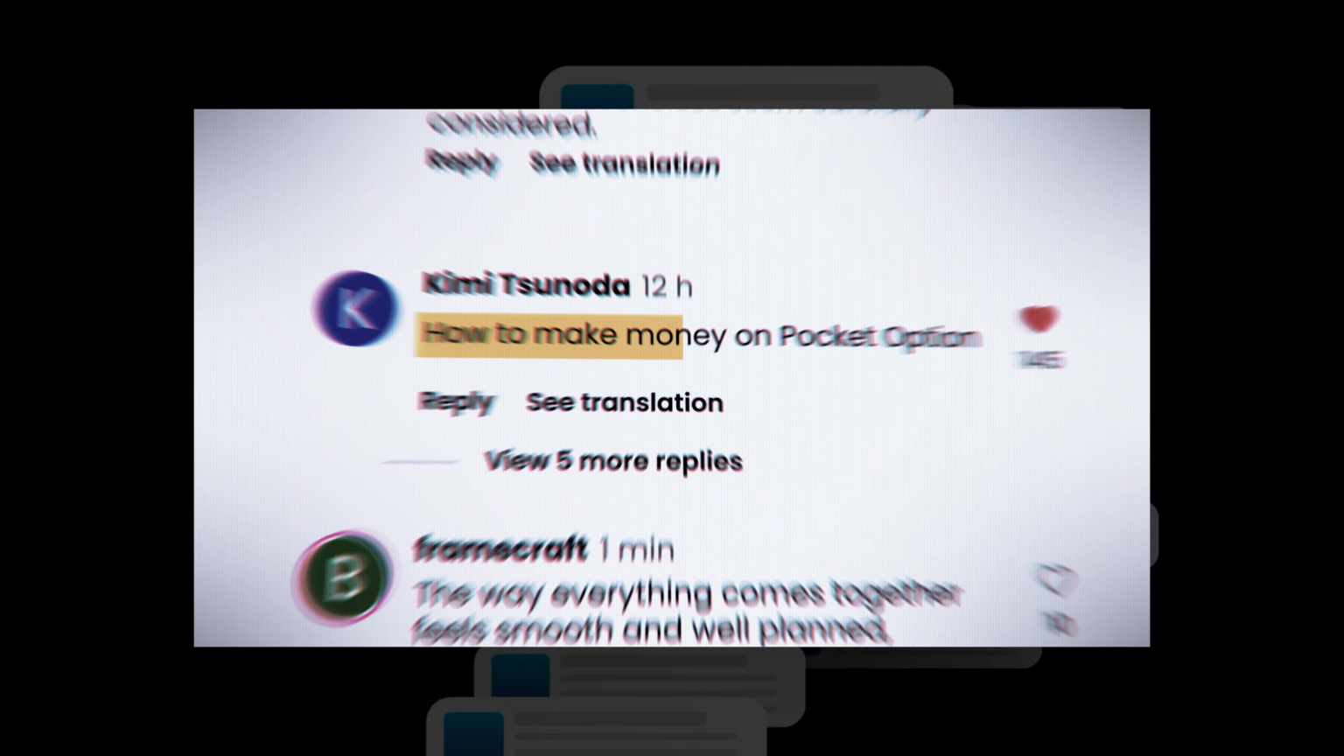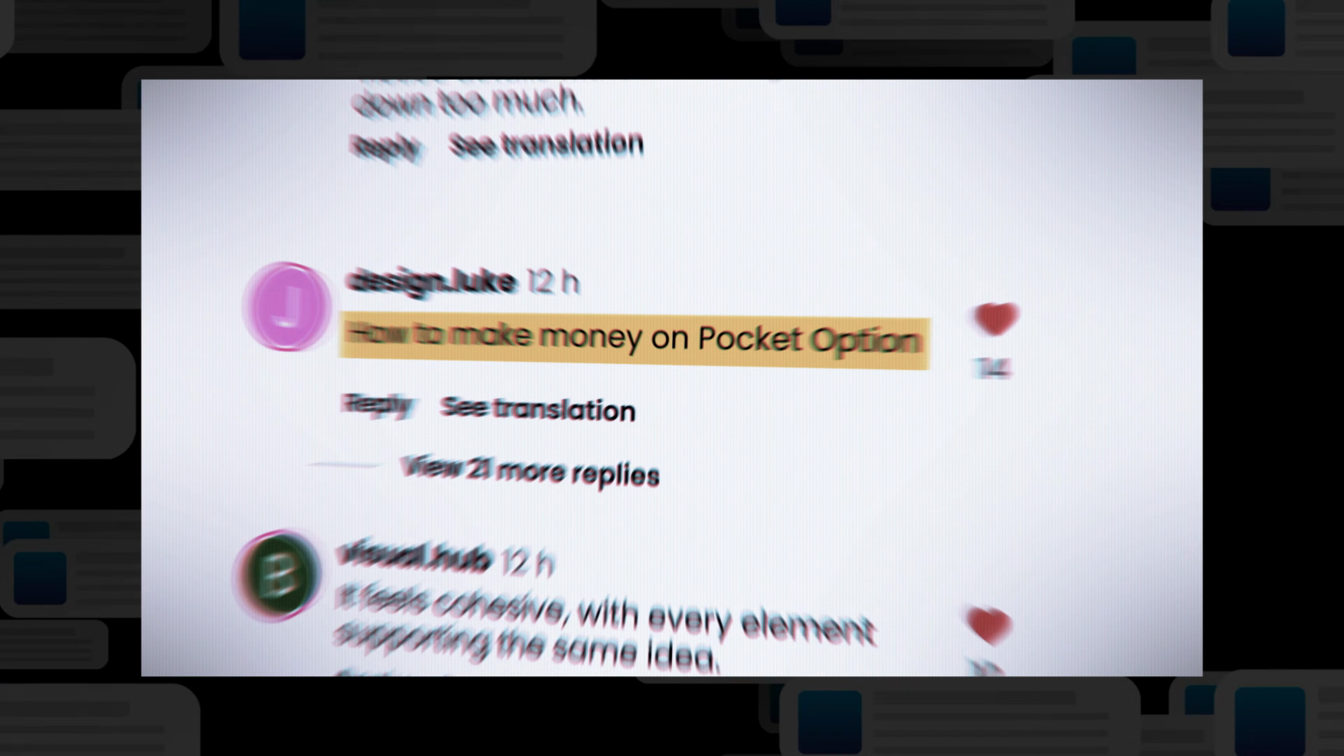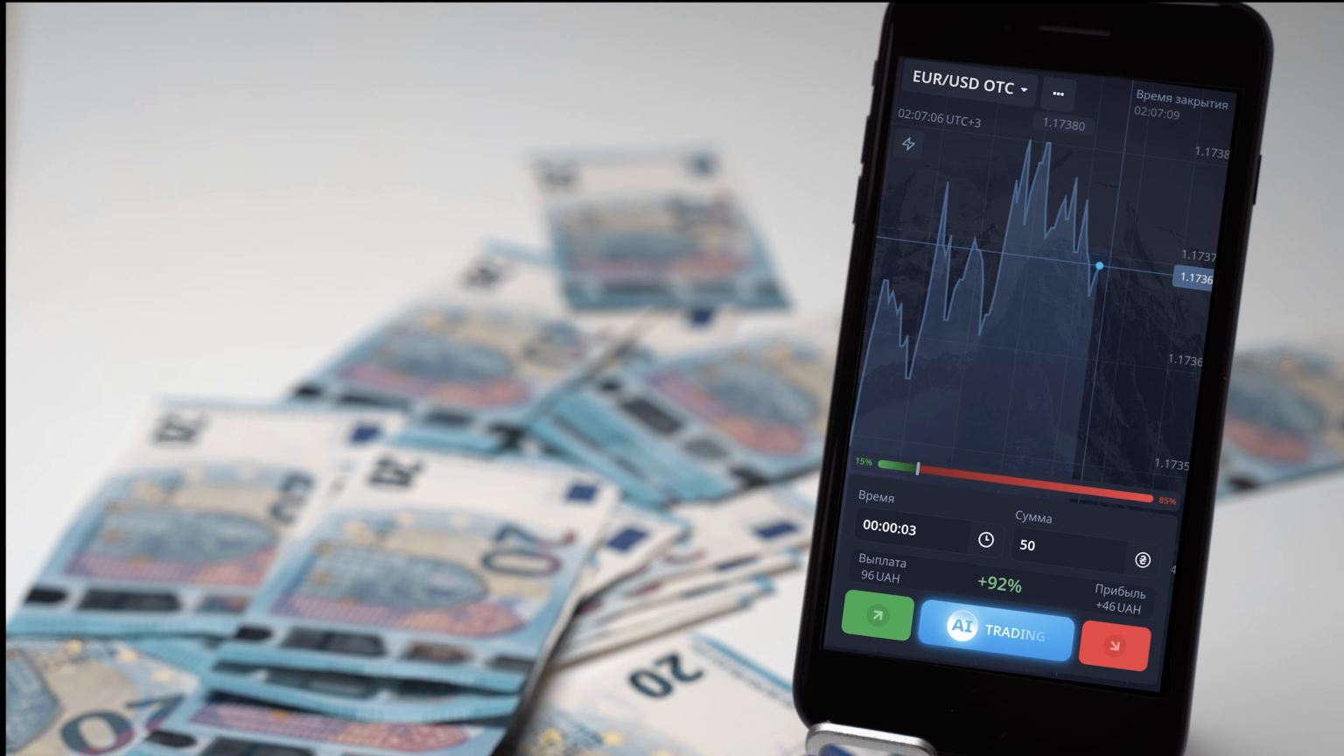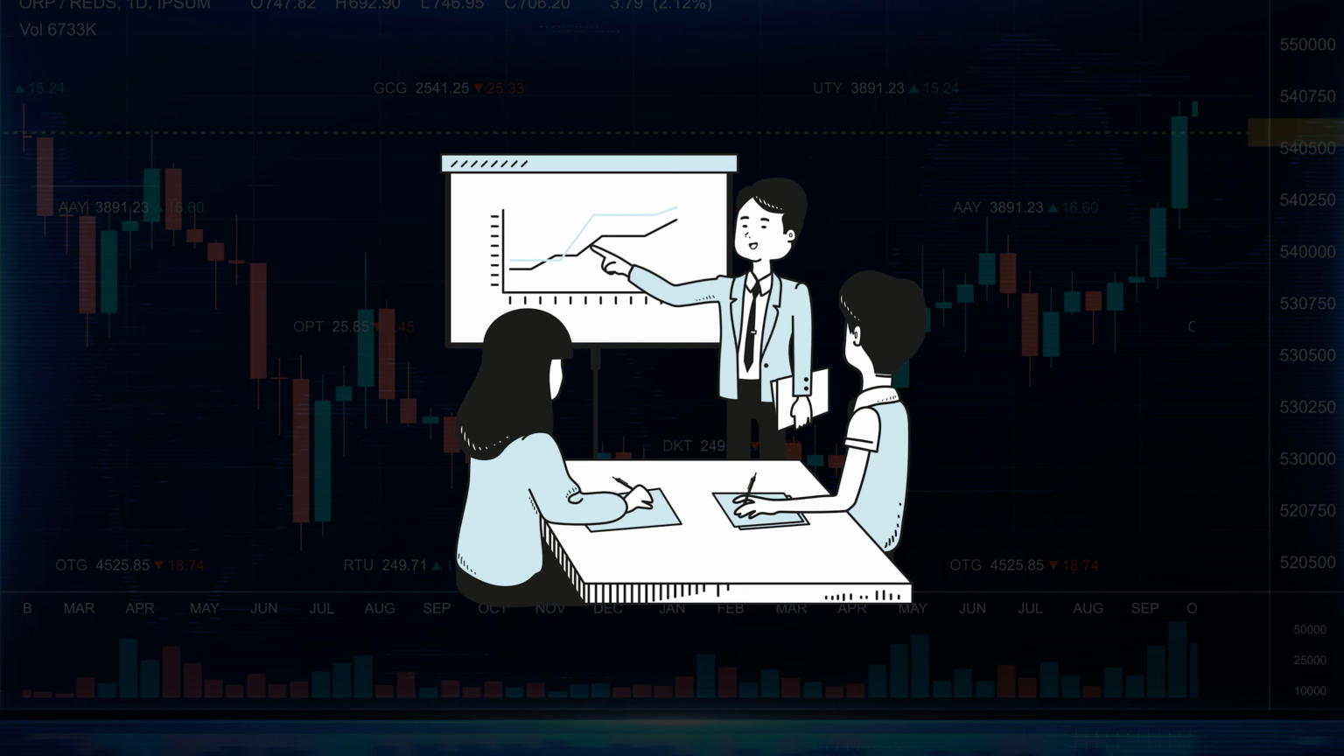Subscribers are increasingly asking how to make money trading on Pocket Option. I'll show you how to trade using my Telegram channel and how to earn using the analysis from our group.